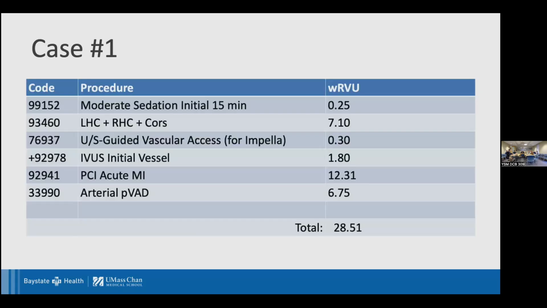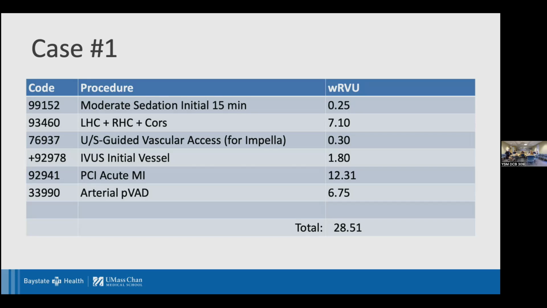So if people want, they're welcome to trade papers, but I'm just going to go through the coding of that scenario here. So the first thing you did is you got moderate sedation, right? You administered moderate sedation to the patient, 0.25 RVUs. Now, left, right, and coronaries. All of our left and right heart caths come in combinations. You don't get separate credit for doing a left heart cath, full stop, and a right heart cath. They have to be a combined code because there is some combined work, putting the patient on the table, preparing them.